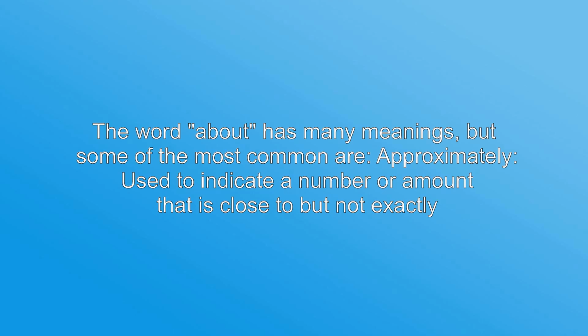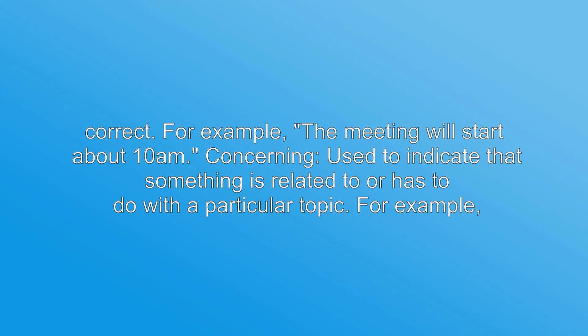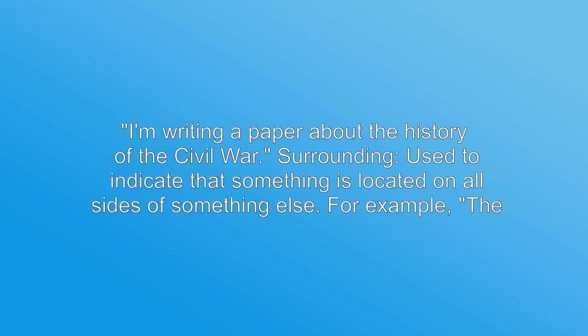The word about has many meanings, but some of the most common are: approximately, used to indicate a number or amount that is close to but not exactly correct. For example, the meeting will start about 10 a.m. Concerning, used to indicate that something is related to or has to do with a particular topic. For example, I'm writing a paper about the history of the Civil War.